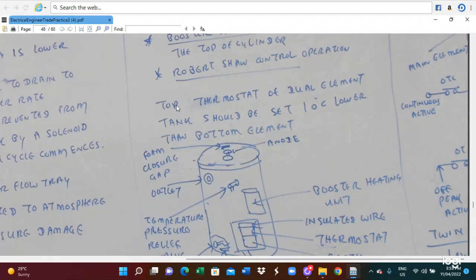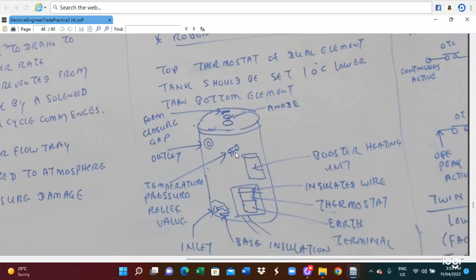So this is the top thermostat. I would say the top element tank should be set at 10 degrees centigrade lower than the bottom element. This is the bottom element, top element, so that the setting is included. The top element must be set at 10 degrees centigrade lower than the bottom element.